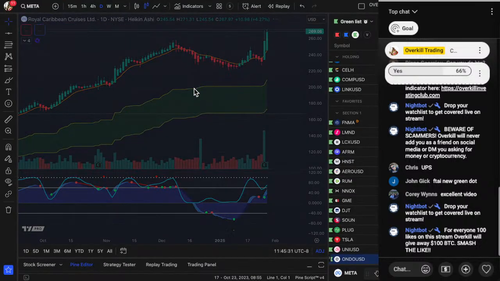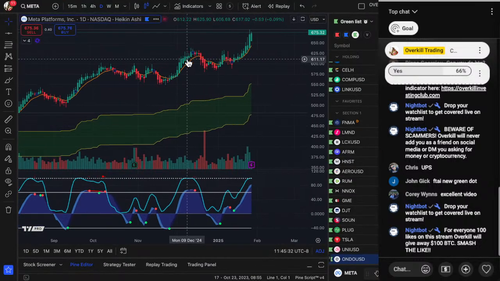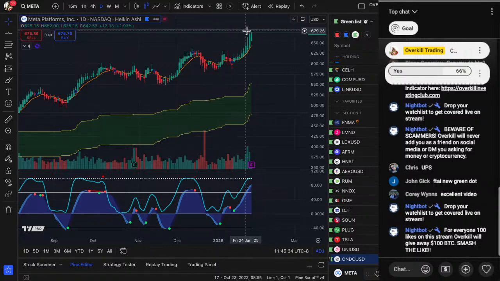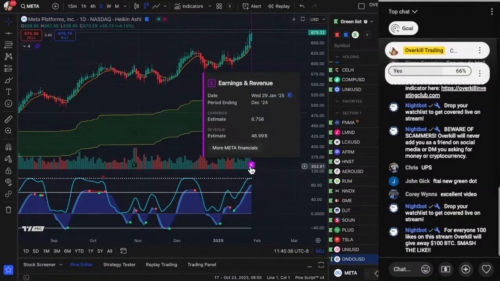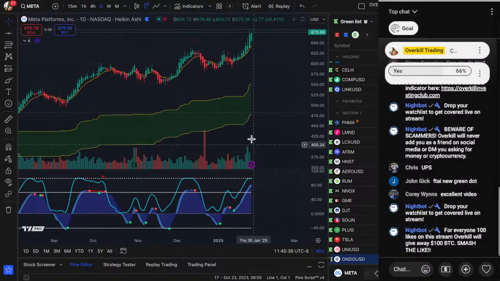Meta, I believe, has earnings. There's still some really big earnings today too, guys. And Meta's another name with just a big, massive, huge premium. It has earnings today. I would be taking profits here today on Meta.